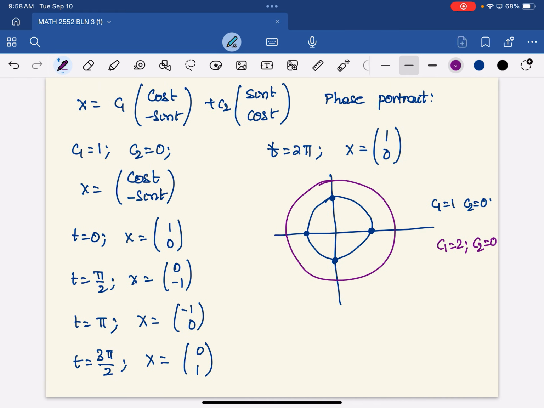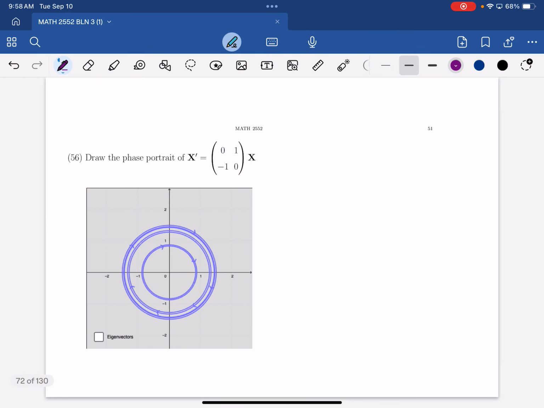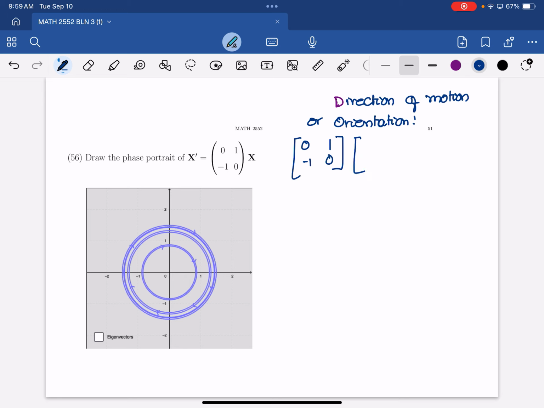Then the next thing is I want to get the orientation right. They refer to it as either the direction of the motion or the orientation. So how am I going to pick? I'm going to write this matrix as 0, 1, negative 1, 0, and multiply it with, let's say, a vector on the x-axis. Then that gives me 1 and 0. Then this is negative 1, 0 and negative 1. Do you agree with me on that?